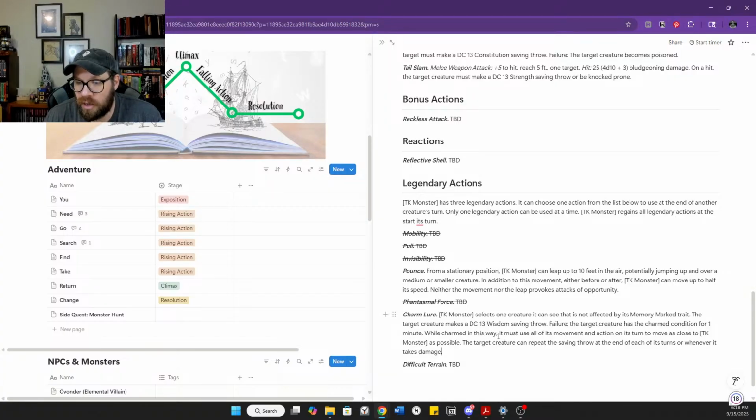Well, charmed in this way, we should probably say on its turn, because we should specify when this takes place. Oh, we actually already said that, didn't we? On its turn. This is why we had it. Okay, cool. Yeah, Ben, I like that idea. I think you're right.